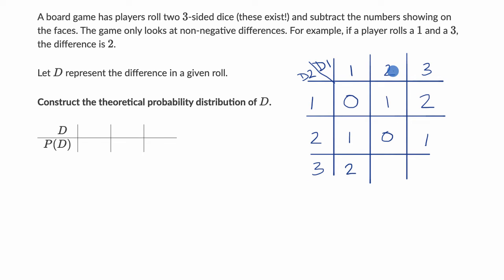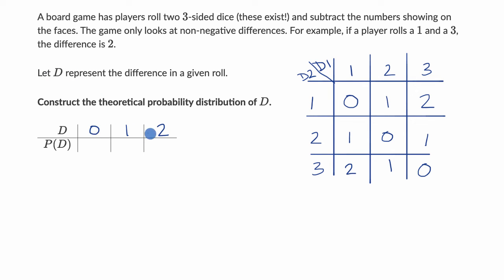Now, if die 1 rolls a 2, die 2 rolls a 3. Die 2 is higher. 3 minus 2 is 1. And then 3 minus 3 is 0. So we've come up with all of the scenarios. And we can see that we're either going to end up with a 0 or 1 or a 2 when we look at the positive difference. So there's a scenario of getting a 0, a 1, or a 2. Those are the different differences that we could actually get.